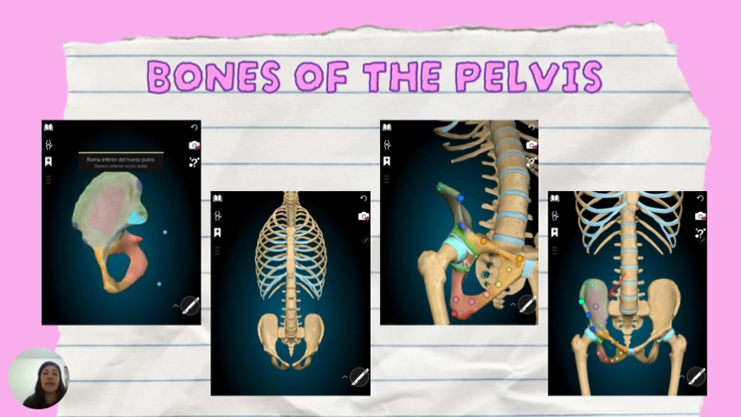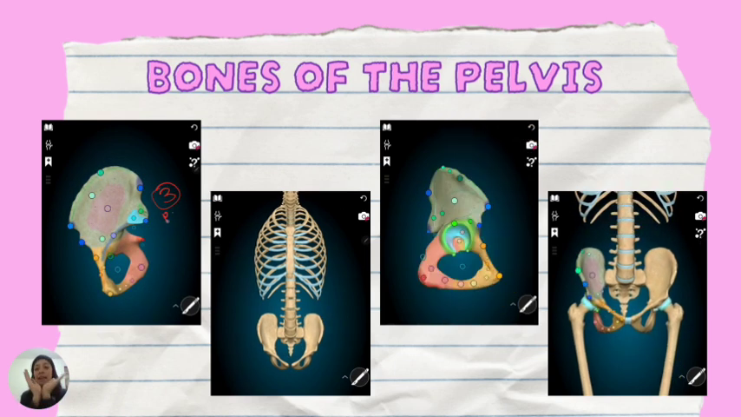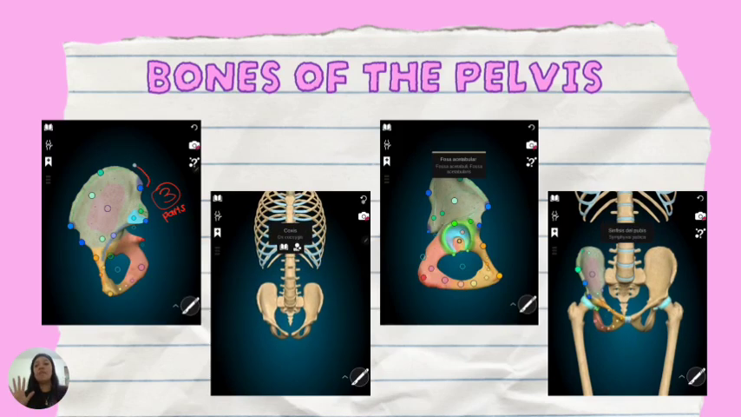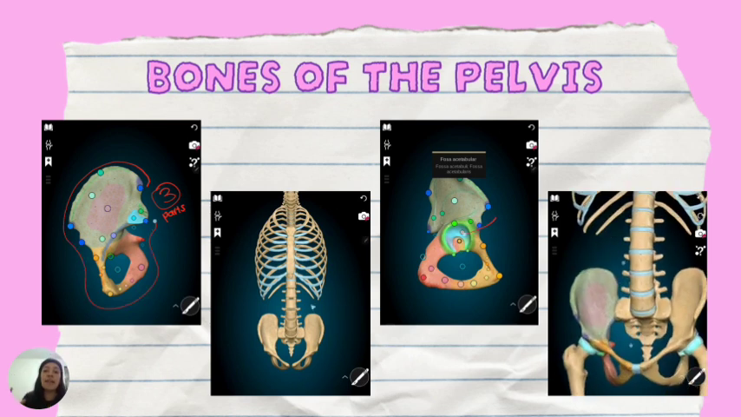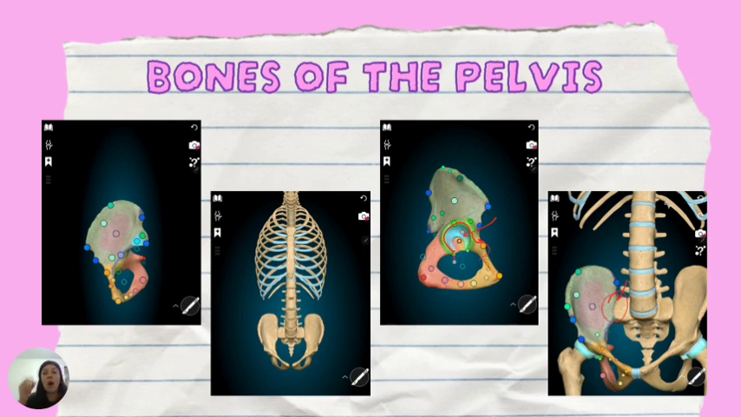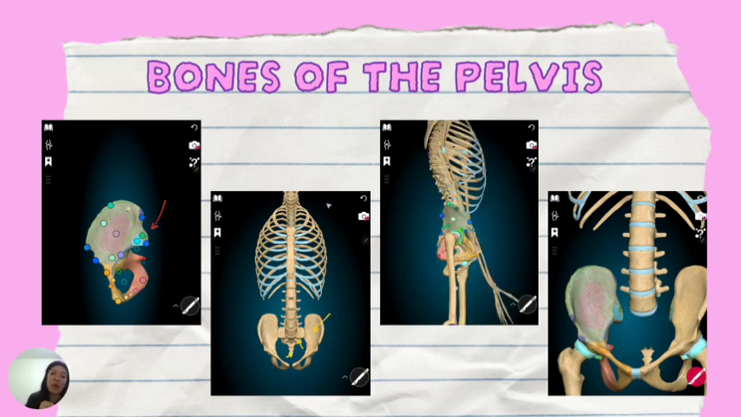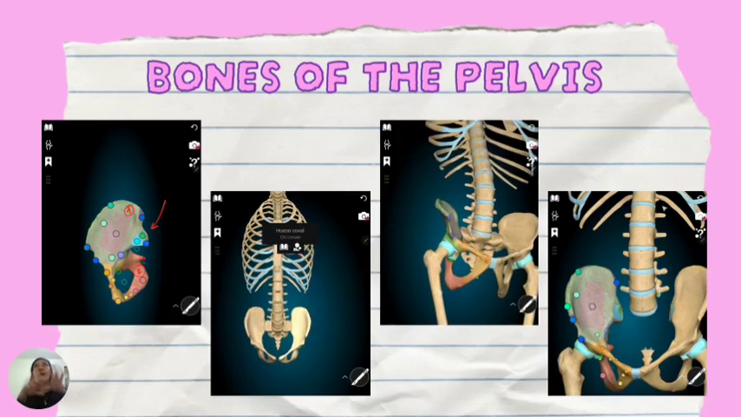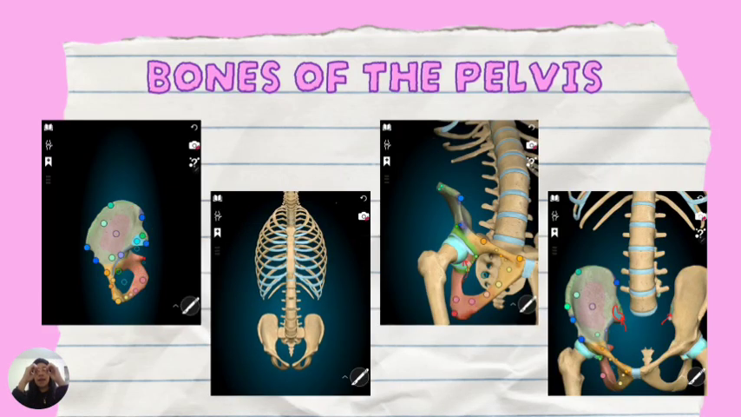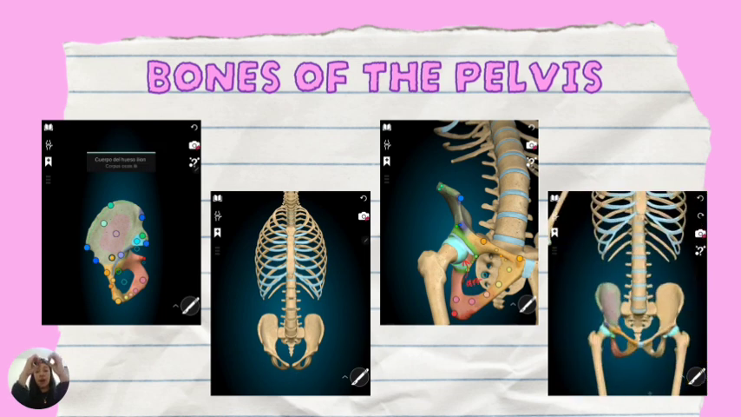Then we have the sacrum. The sacrum is in the fourth video and, like I told you before, is like a little triangle. The sacrum is composed of five fused vertebrae, forming the posterior wall of the pelvis, and it transmits all the weight of the upper body to the pelvic girdle through the sacroiliac joints. The sacroiliac joints are situated between the bones.